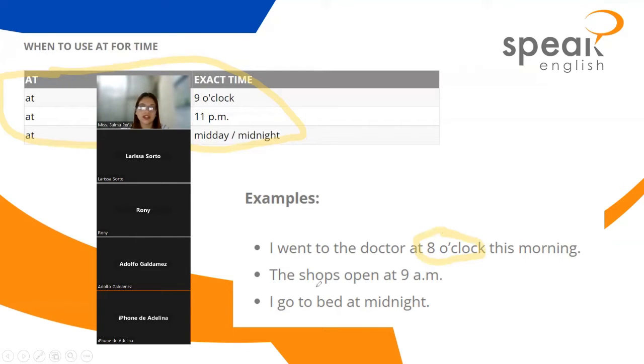At 8 o'clock, at 9 p.m., at midnight. Why do we call midnight a specific time? Because we only have one midnight in a day, one morning, one evening, one afternoon. It's just one in a whole day. So tenemos una medianoche, un mediodía, una mañana, una tarde. That's why they are considered specific, even though they are not specific hours. So at is the most specific preposition of time that we have.